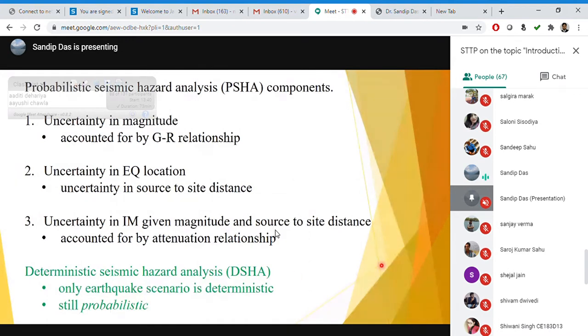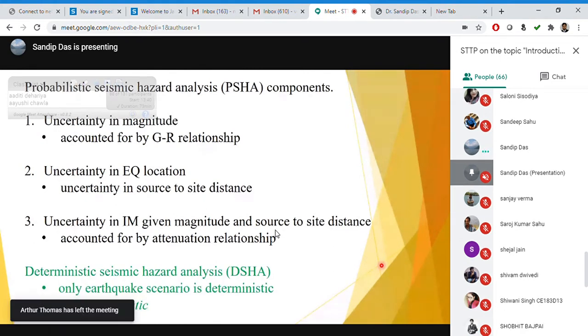So you see the number one, what are the things we are actually considering in probabilistic seismic hazard analysis? Number one, uncertainty in magnitude. Now you already know the answer. We have taken care of this thing. How? Because we have got the distribution, small f of m, in previous slides. What is the density function? Magnitude we considered as a random variable, and we got its probability density function from the b or beta value of your GR relationship. So we have got it already.